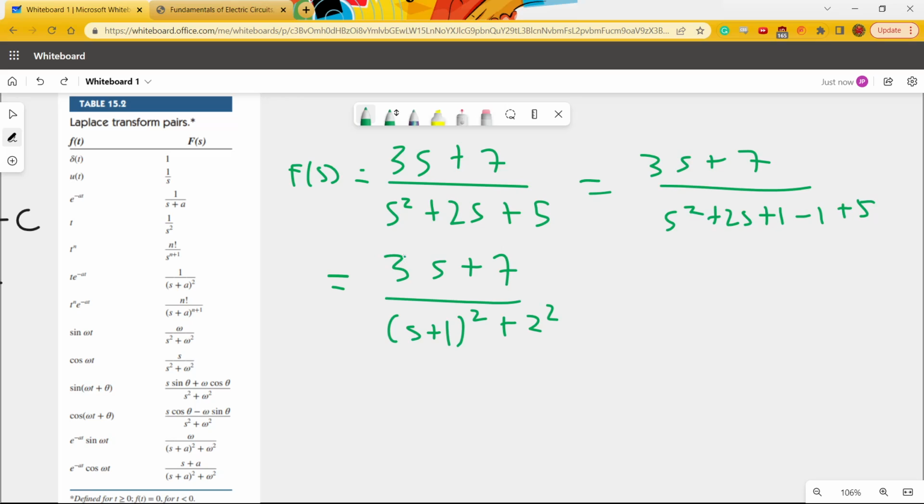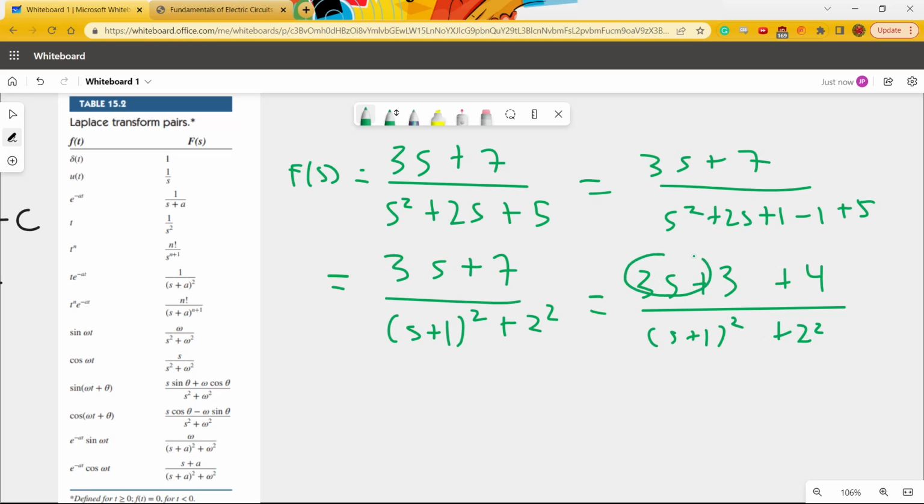Now the s term you can see is multiplied by 3. If we want to introduce s plus 1 to the numerator here, we need to have 3 times (s plus 1). So we need to add, and so we need to bring out a 3. So let me show you specifically what I mean. We'll write this as 3s plus 3 plus 4, all over (s plus 1) squared plus 2 squared.